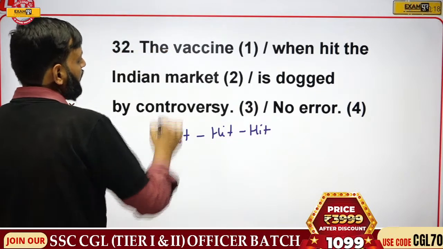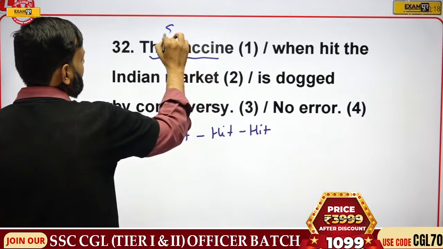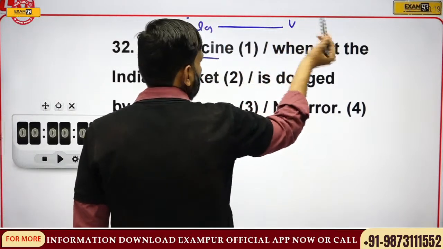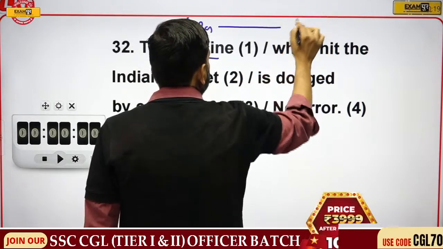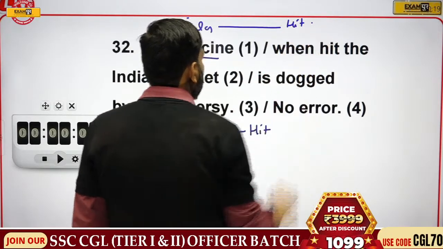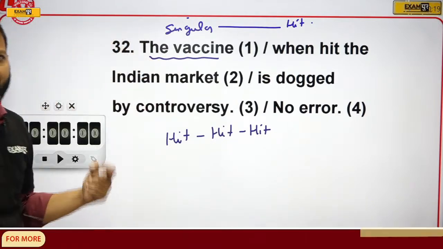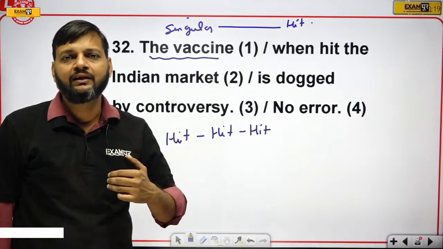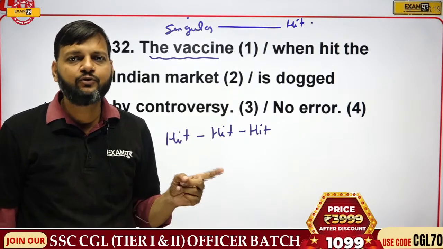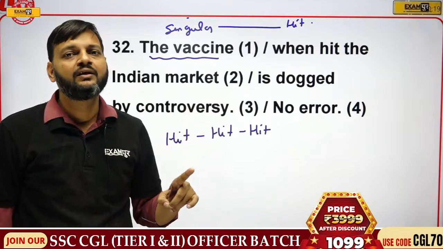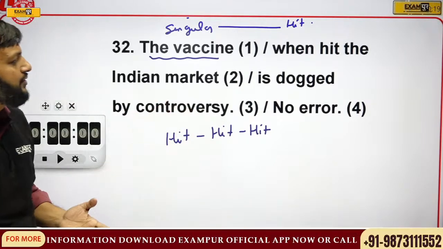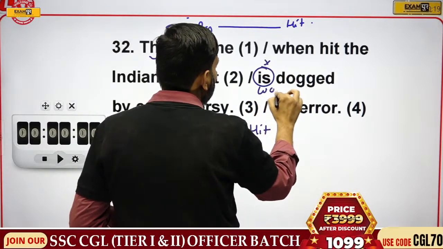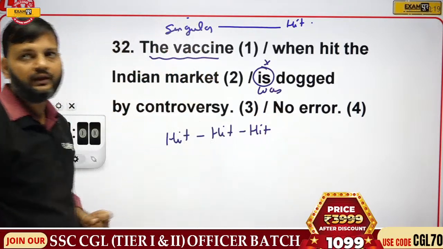Here we have the vaccine, which is a singular subject, followed by hit. If this were present tense, hit would have been hits, but here we do not have hits, we have hit, which is the second form. This means the sentence is in past, and if the sentence is in past, is will be replaced by was.